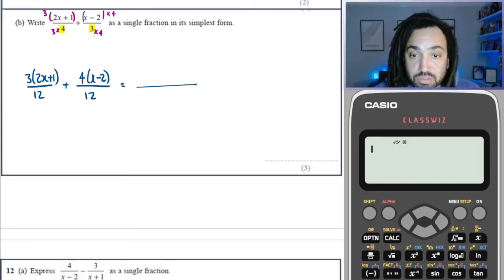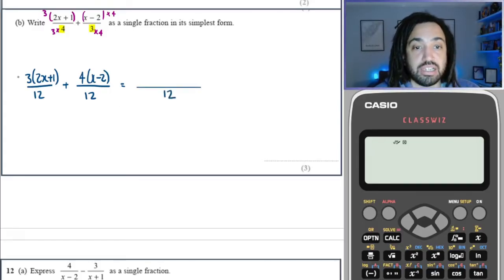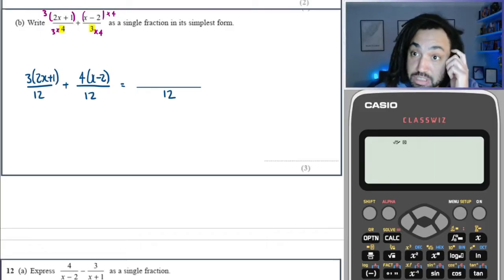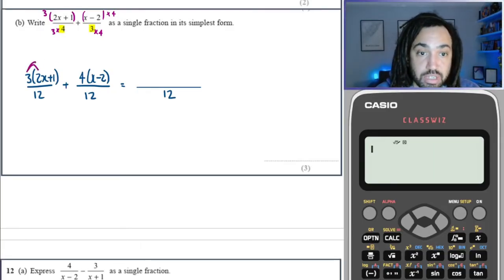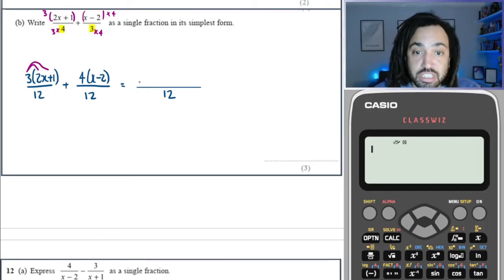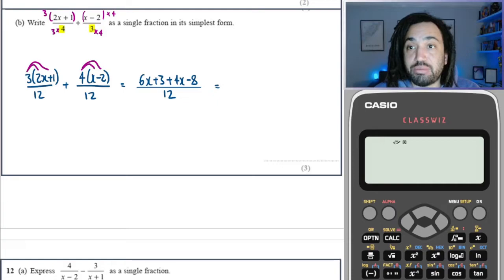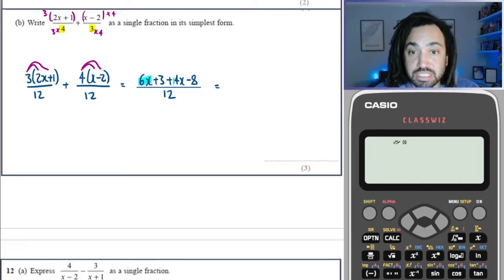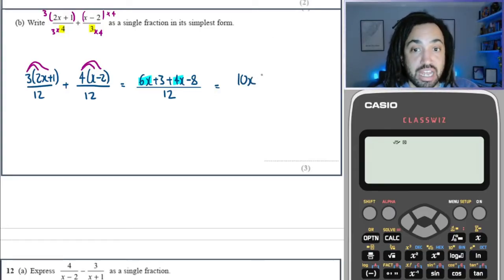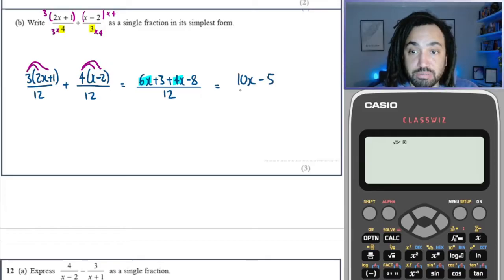Now I can write that all over 12, and I can expand out and then add my numerator. So this is going to give me 6x plus 3. This is going to give me 4x minus 8. So plus 4x and minus 8. And then we can collect like terms. I've got a 6 and a 4, so that makes 10x. And I've got a 3 minus an 8, which makes minus 5. And that's all over 12.